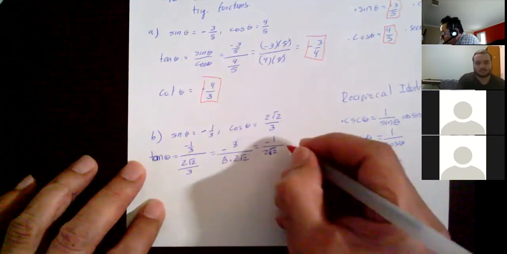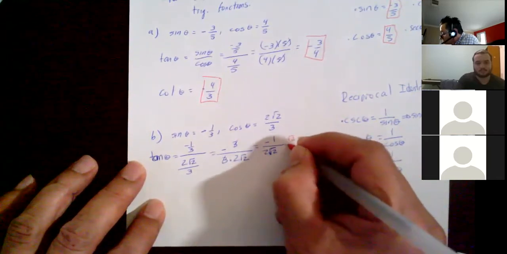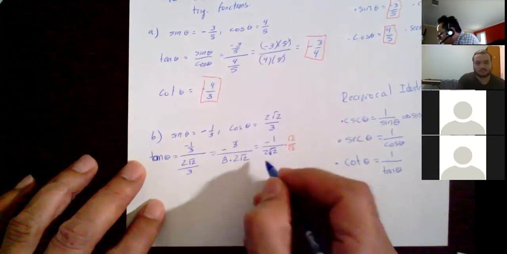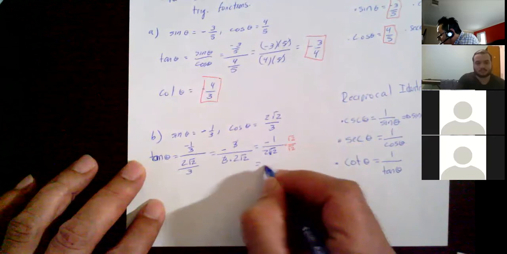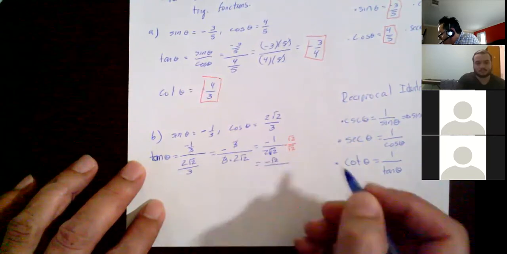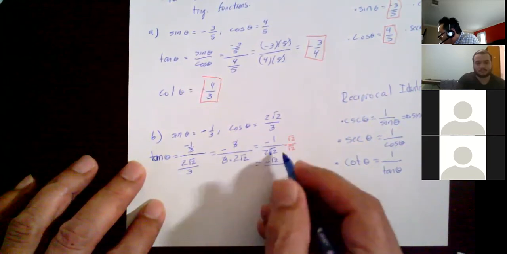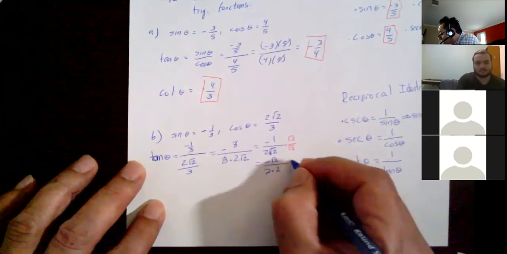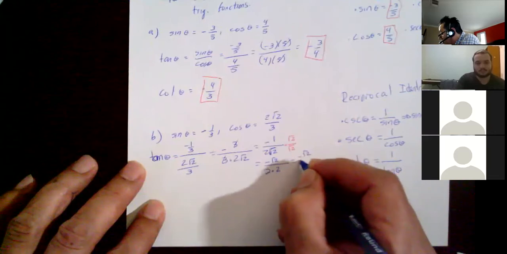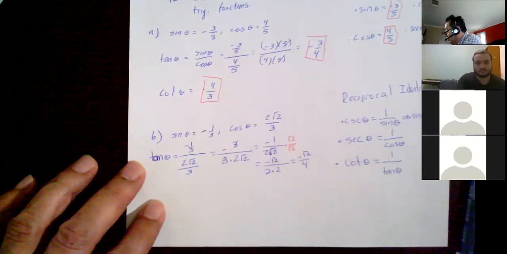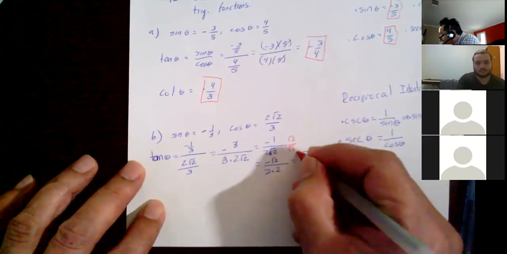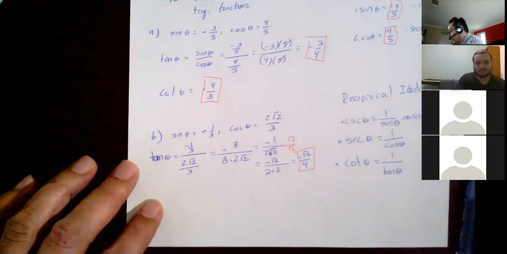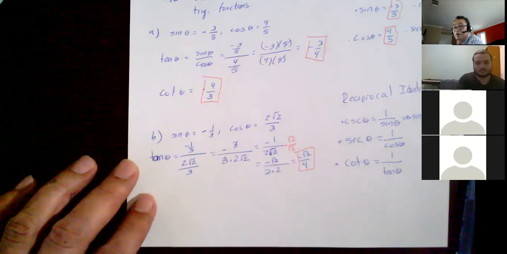How do we do that? Well, let's multiply by square root of 2 over square root of 2, the numerator and denominator. So now you're left with negative square root 2. And square root 2 times square root 2 is 2. That will be 2 times 2. And this equals negative square root 2 over 4. So tangent of theta is negative square root 2 over 4.